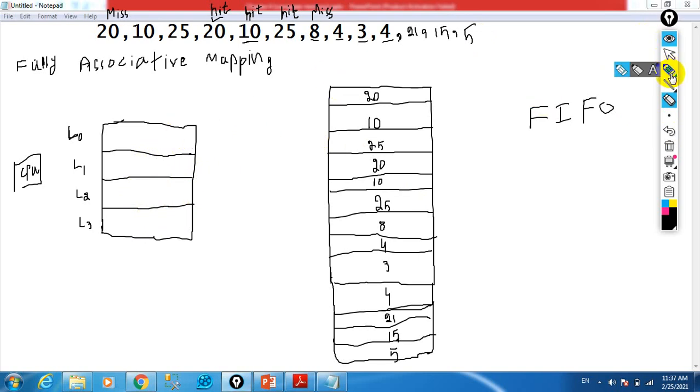Okay, so I'm using right here the same fully associative mapping for the replacement algorithm. Here let me just write the data: 20, 10, 25, and 20 is a hit. Look at this.